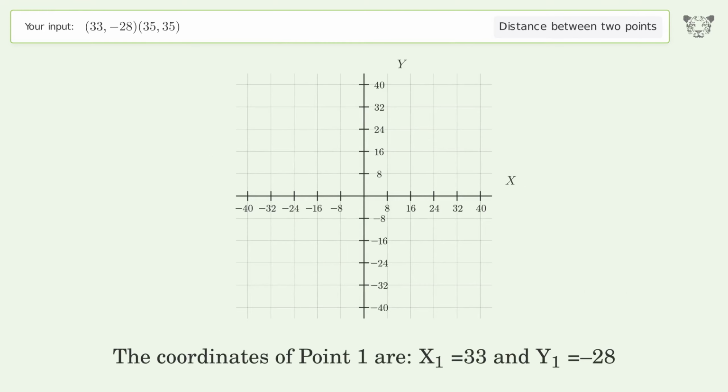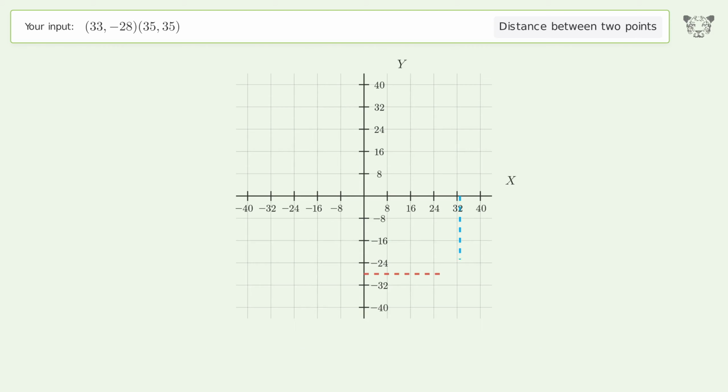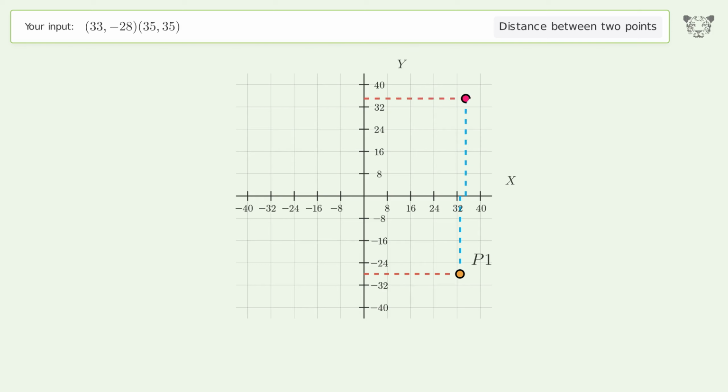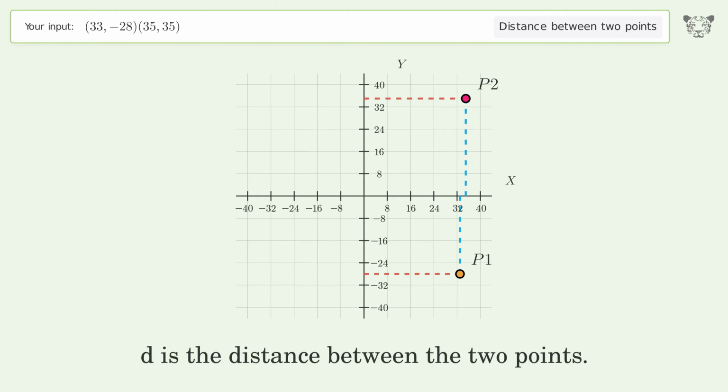The coordinates of point 1 are, x1 equals 33 and y1 equals negative 28. The coordinates of point 2 are, x2 equals 35 and y2 equals 35. D is the distance between the 2 points.